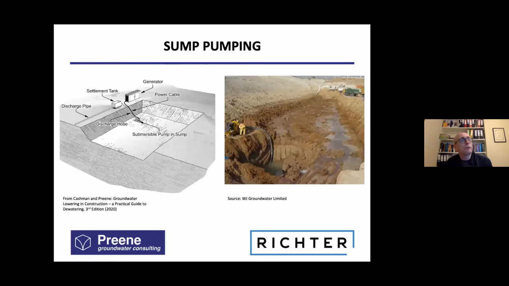So now we'll go through the different methods. And as I said, sump pumping is the simplest method. It's very simple to understand. We have an excavation and we create a deeper part of excavation, which we call the sump. And ideally, we dig some drains and we direct the water that enters the excavation to flow to the sump. We have a simple, robust sump pump, either a submersible pump or a suction pump, and we pump the water away. This is a schematic diagram, and this is a real case here.